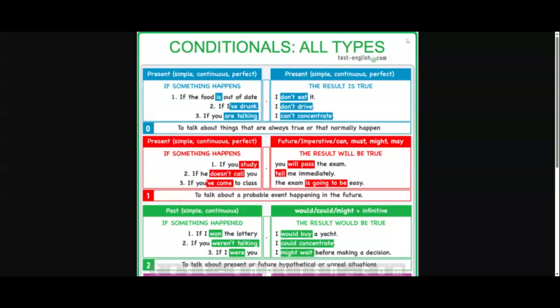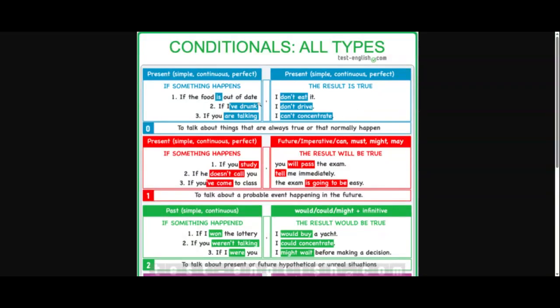A zero conditional, we have here a very useful explanation. Zero conditional is present plus present. And if you remember, when they were talking in Cambridge platform about generally true conditionals or general facts conditionals, they were talking about present plus present. So they were talking about the zero conditional. Cosas que son generalmente verdaderas o hechos en la vida real. Usualmente se utiliza para conocimientos científicos.